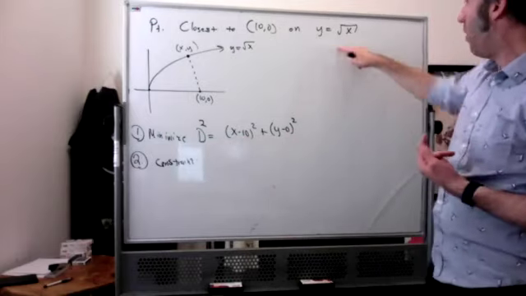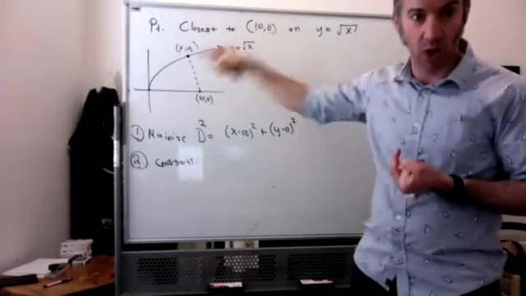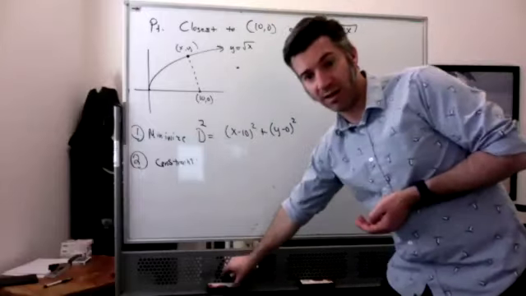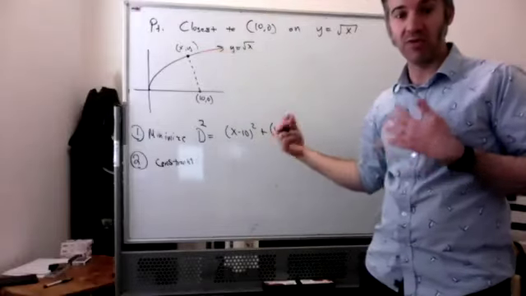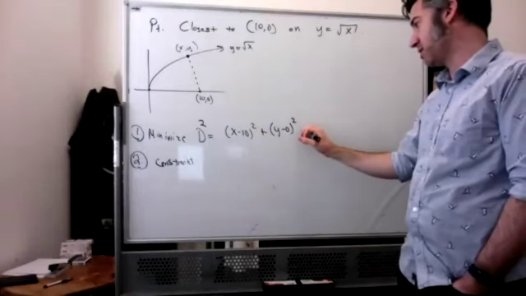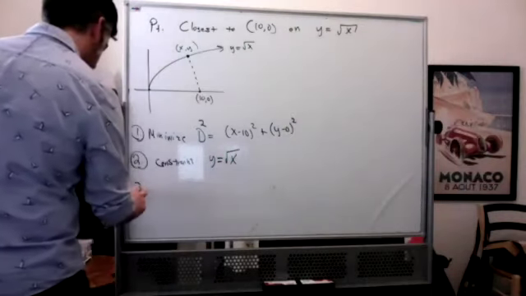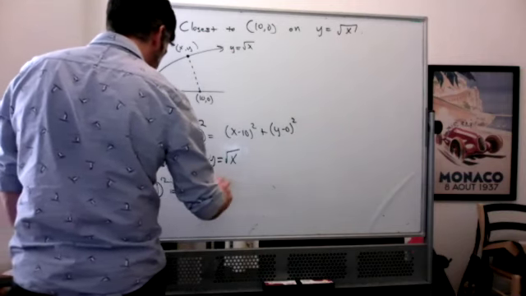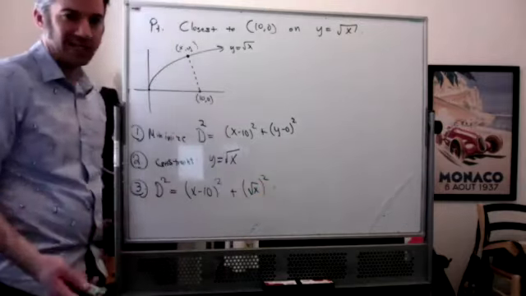Oh, y has to equal the square root of x, because the constraint is that the point is on the curve. It's not somewhere over here, not on the curve. The constraint is that the point has to be on the curve, which means that the y coordinate has to equal the square root of whatever the x coordinate is. So we're going to rewrite our equation: the distance squared is (x minus 10) squared plus (the square root of x) squared, which yes, you should just simplify as x.